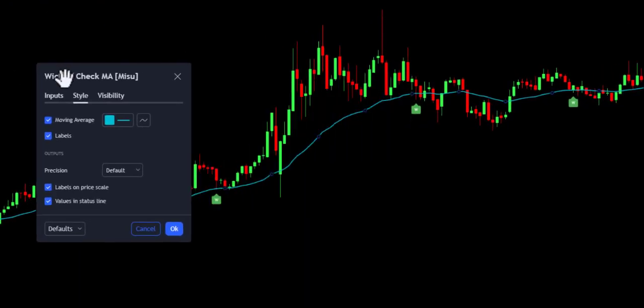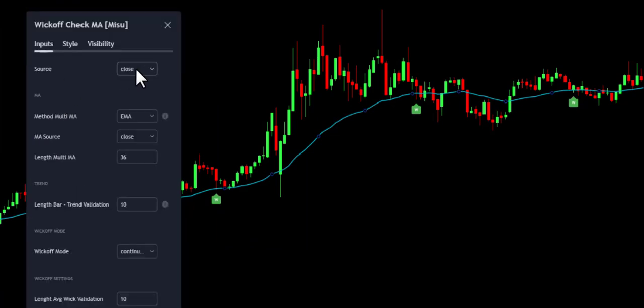There on the input setting, we are going to see the source, which you can choose any setup you like. For instance, if you set it to the open, the indicator will provide much more Wyckoff signals, but on this strategy, we are going to leave it at default. Another one is the method of the moving average, which you can change to any moving average of your choice, but we will select the exponential moving average.